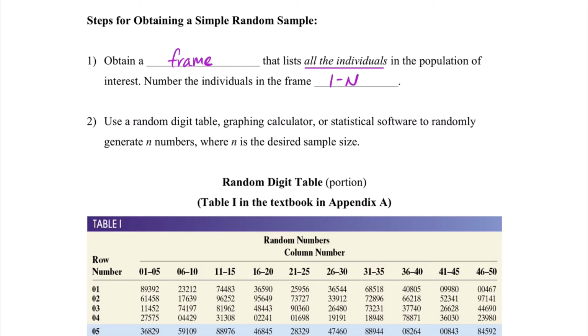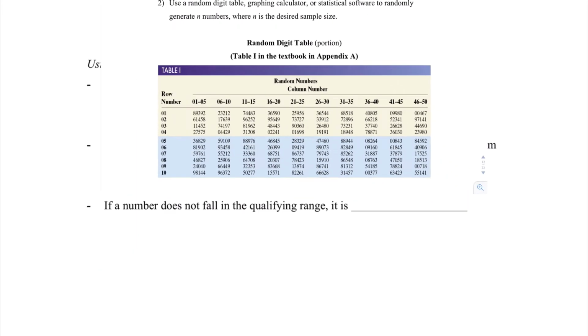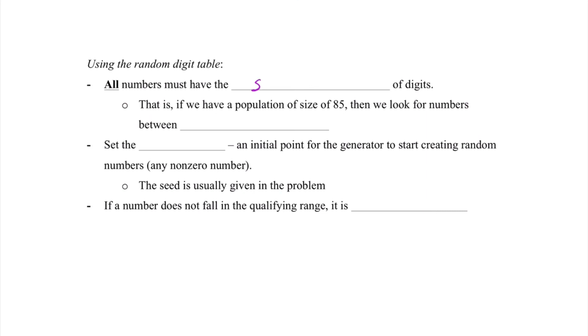For the sake of our classroom setting, we're going to go ahead and discuss this in terms of using the random digit table. Now, in order to use the random digit table, all numbers must have the same amount of digits. That is, if we have a population of size 85, then we look for numbers between 01 and 85. We can't just use the number 1 because that would be one digit. We need each number to have 2 digits, which would match our population size.